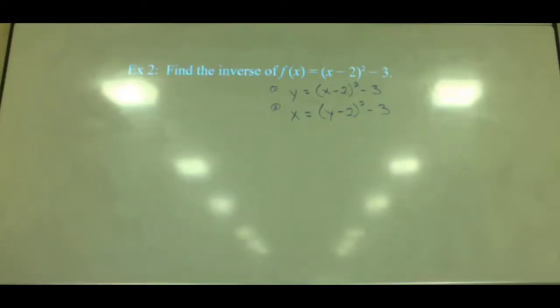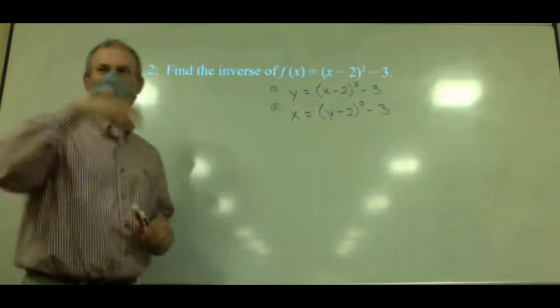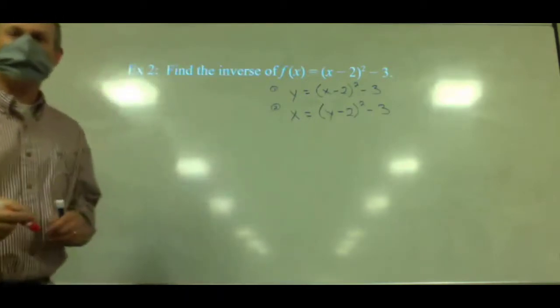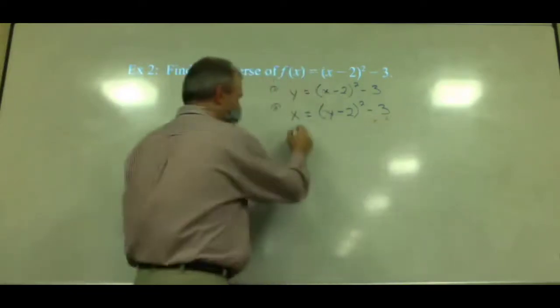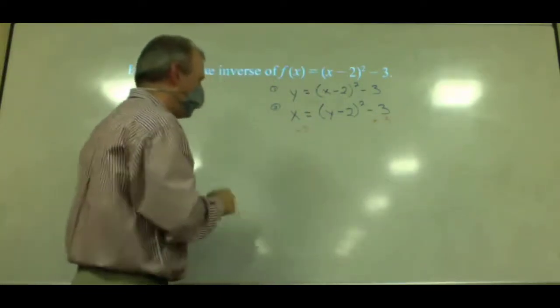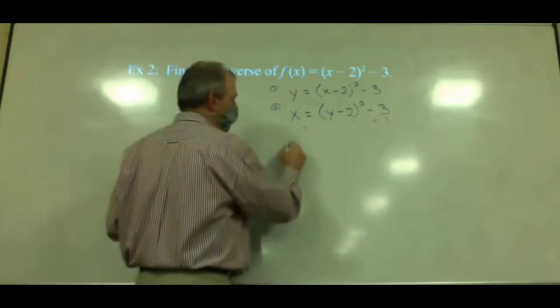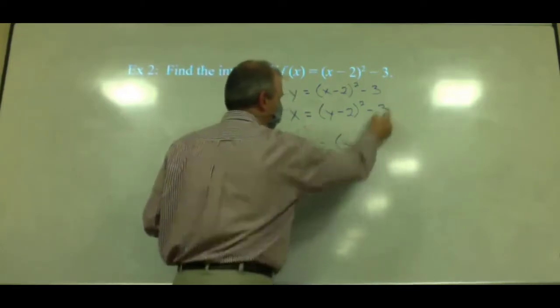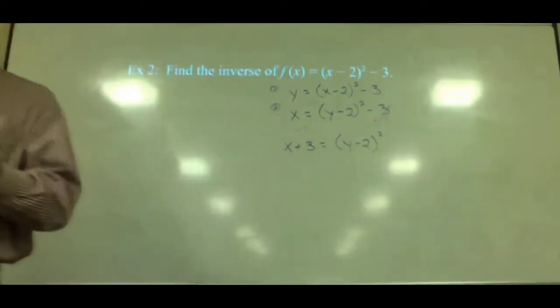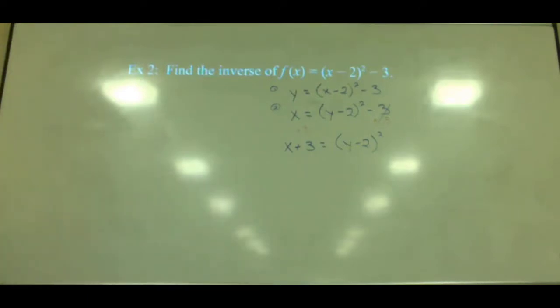All right, step 3. Like I said, this is where the math comes in. Now we've got to do the math to try and get that y, which is stuck inside the parentheses and everything, all by itself. What would we do first to start peeling off the layers? Add the 3. So now we will have x plus 3 equals (y minus 2) squared, and that will cancel out. Okay, everybody okay with that first step?